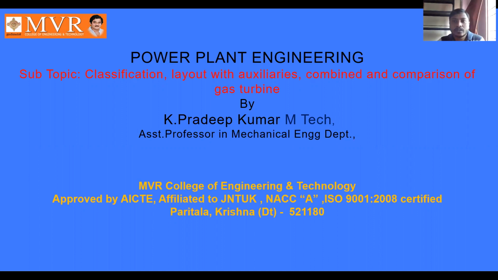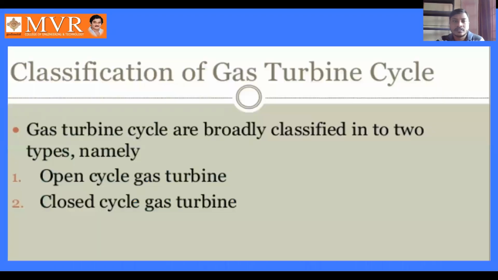Good, today's topic is about the classification, layout with auxiliaries, combined cycles and comparison of gas turbines. Coming to the classification of gas turbines, gas turbines are broadly divided into two types: open cycle gas turbine and closed cycle gas turbine.